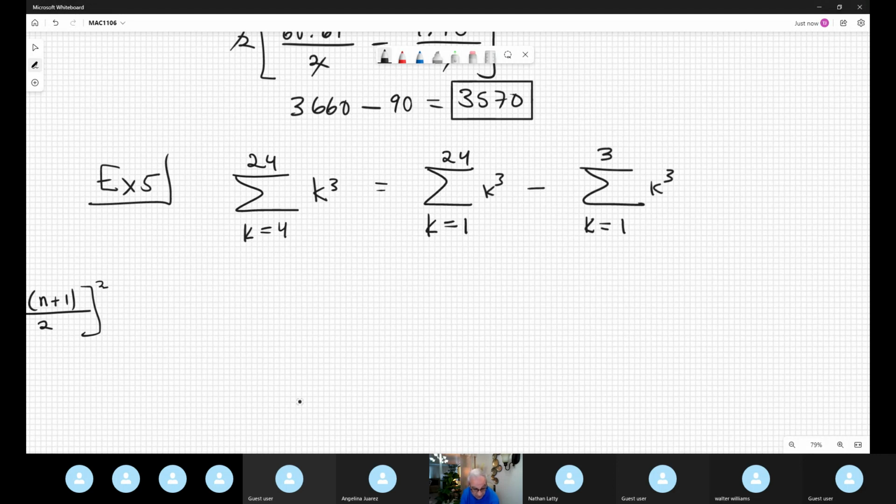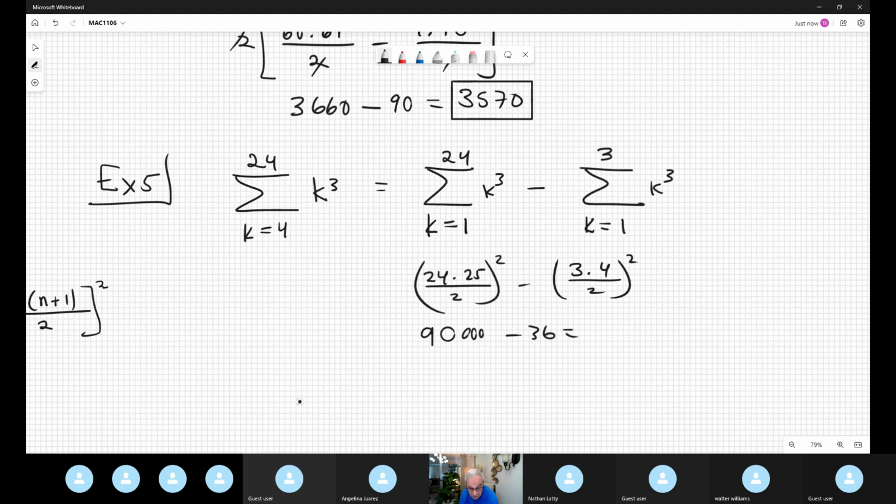Okay, let's apply the formula. The formula is easy. The formula is 24 multiplied by 25 divided by 2, squared, minus 3 multiplied by 4 divided by 2, squared. Okay, so now we put this in the calculator. Square is a big number, 90,000 and 30. Minus, this is not a big deal because 3 times 4 is 12 divided by 2 is 6 squared, 36. And when you subtract, it is 89,964.